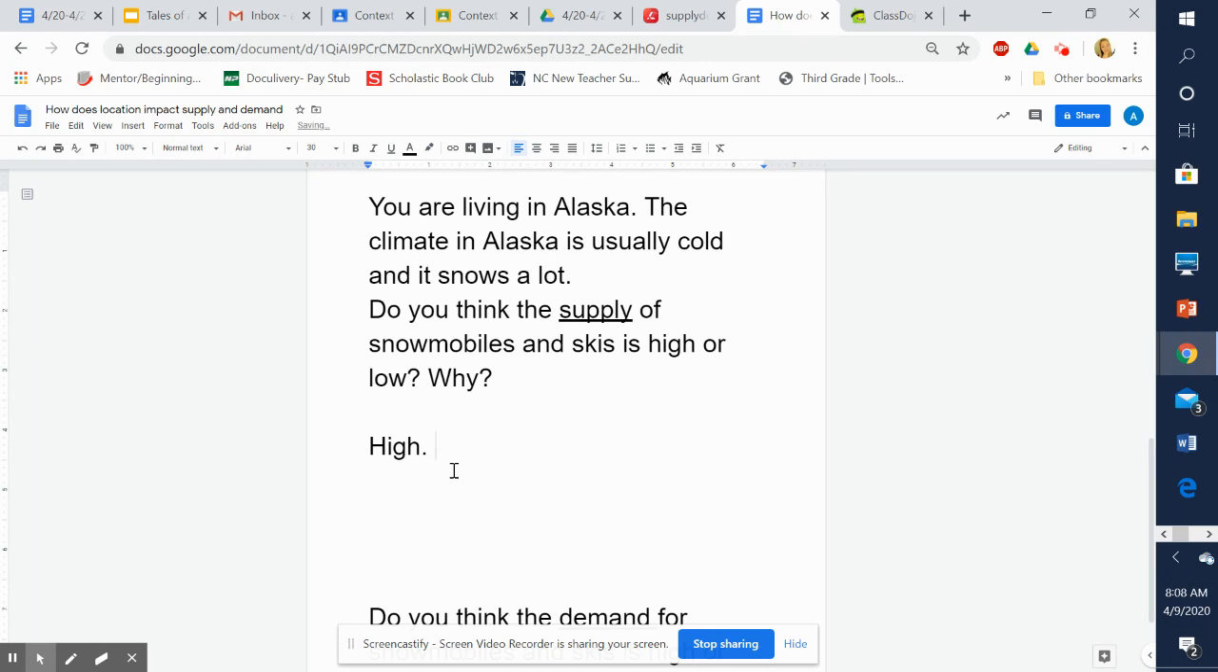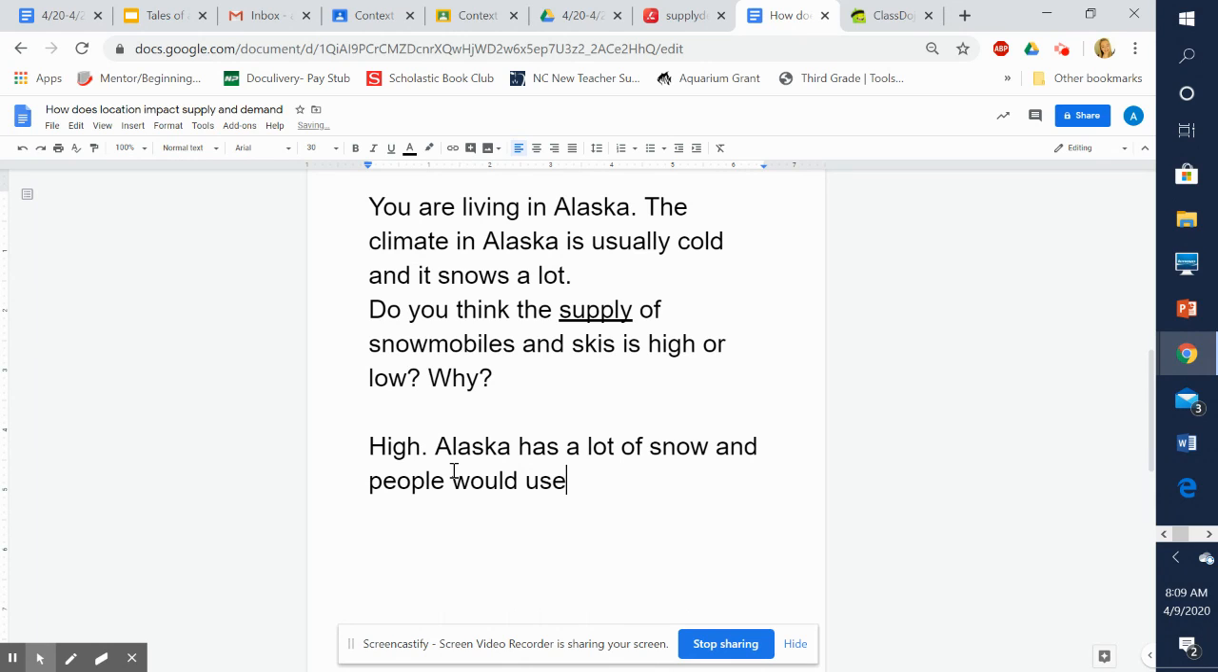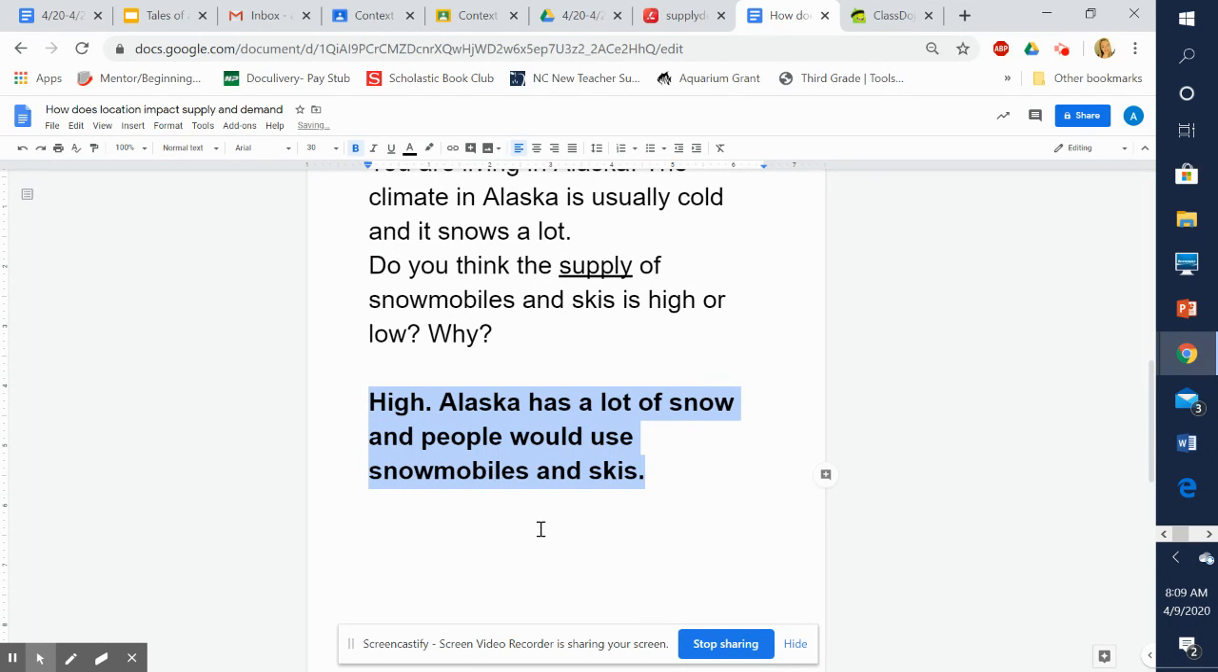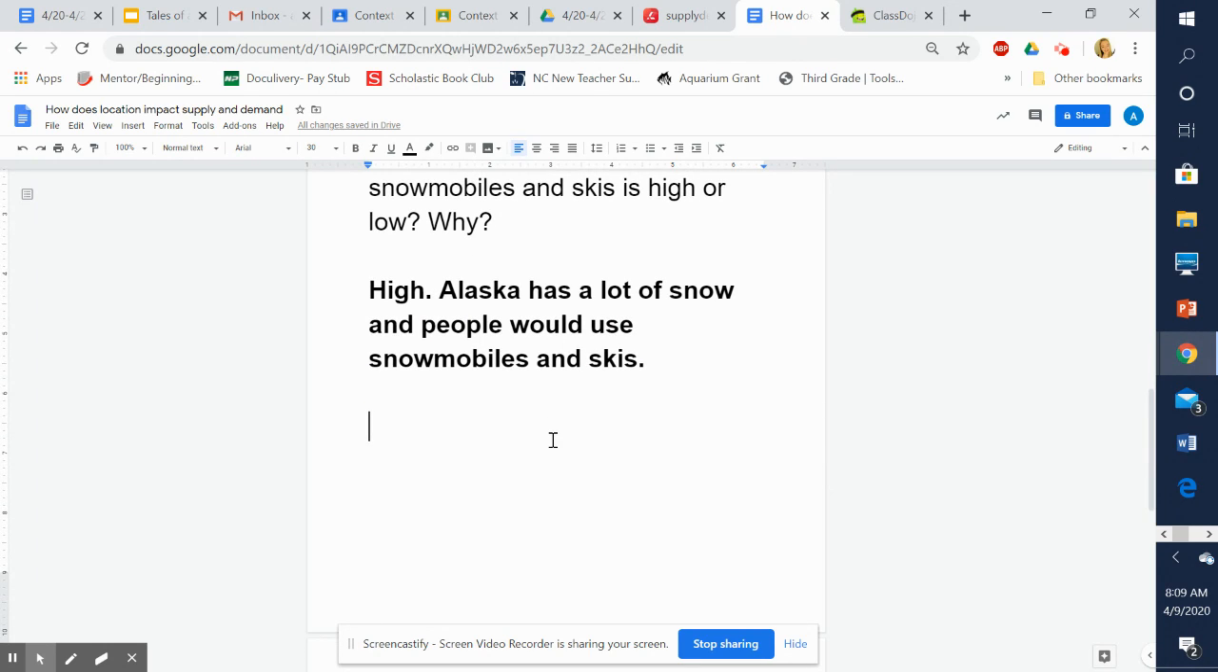And then why do I think that? So I could say Alaska has a lot of snow and people would use snowmobiles and skis. That's all I have to do. So again, I'm saying, is the supply high or low? So I just write one word, high or low, and then I tell them why I think that.